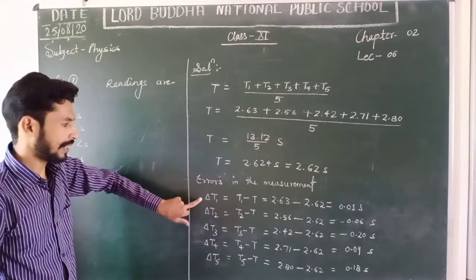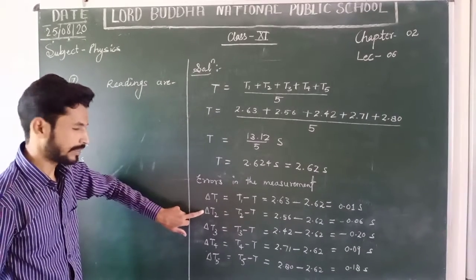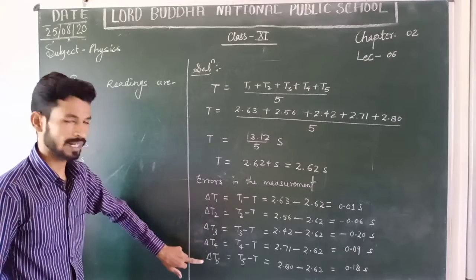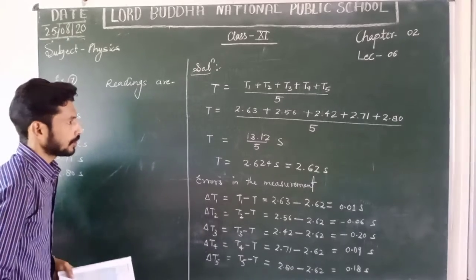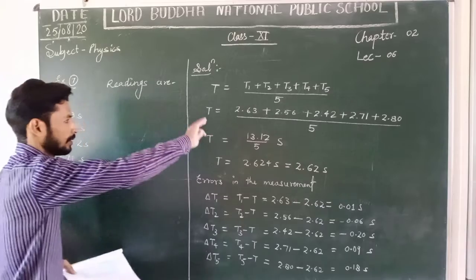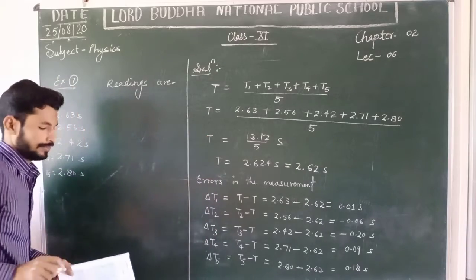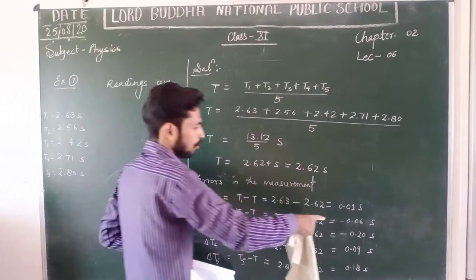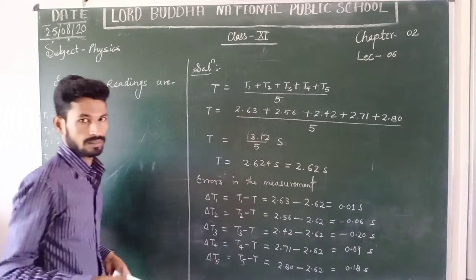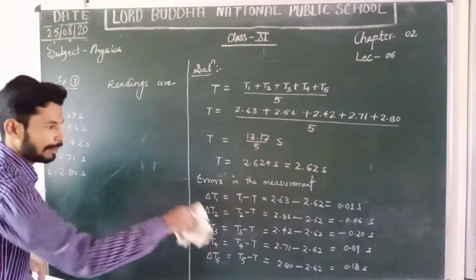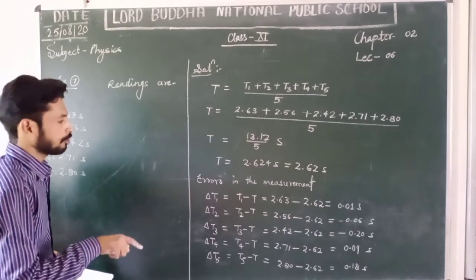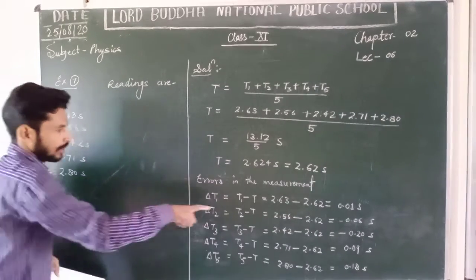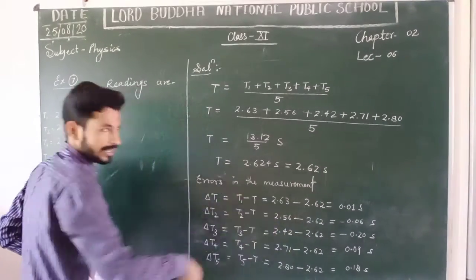So these are the errors in the first, second, third, fourth and fifth measurements. Delta T1 is the error in the first measurement, and so on for the second, third, fourth and fifth. So here are the total errors. Now this is known as the absolute error, not relative. These are the absolute errors in these measurements.